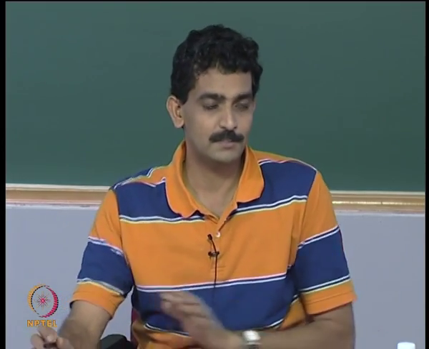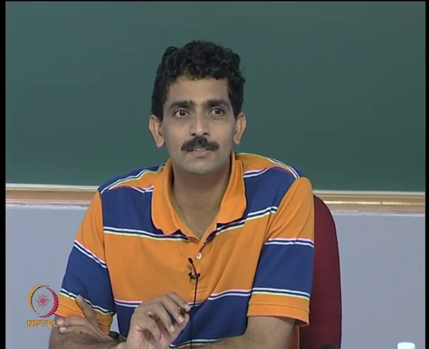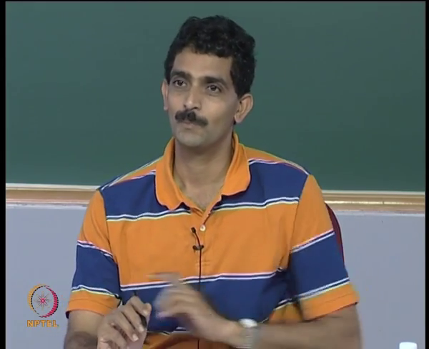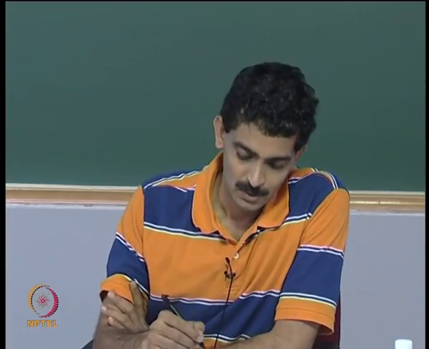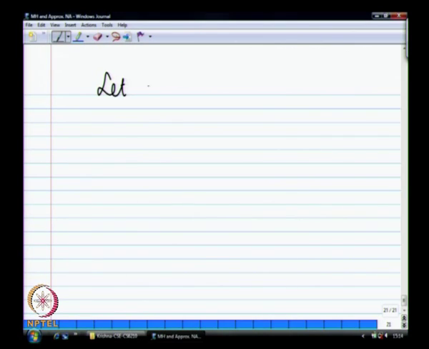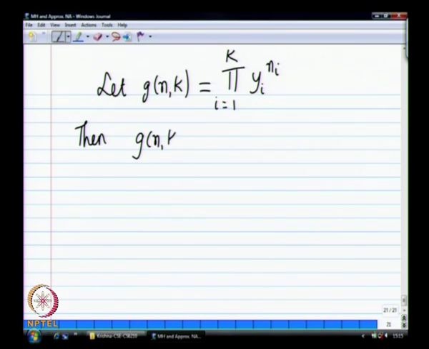There is another way of computing g of n, m. Do you know what that is? Given n and m, we can compute g of n, m faster. So let us do that. Let g of n, k be defined this way. Then we can actually prove this, but I will keep that for some other time because you have got to get moving.